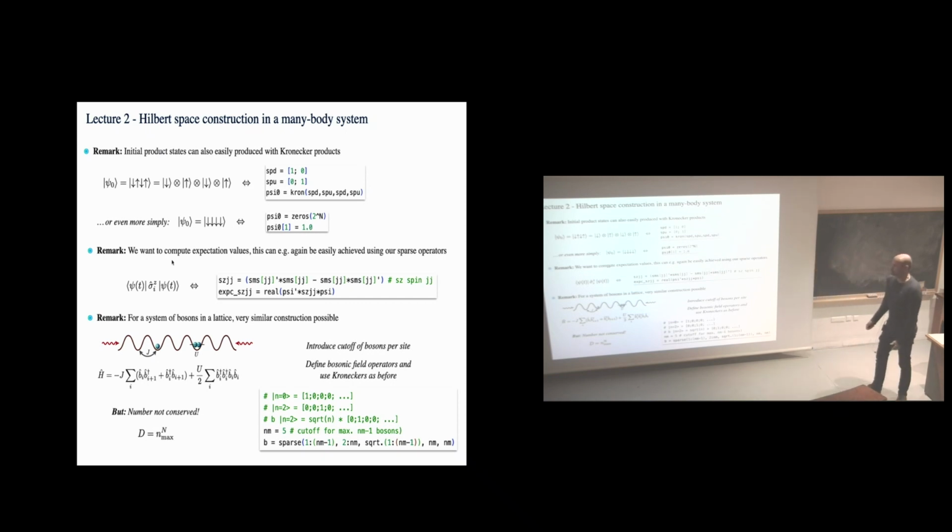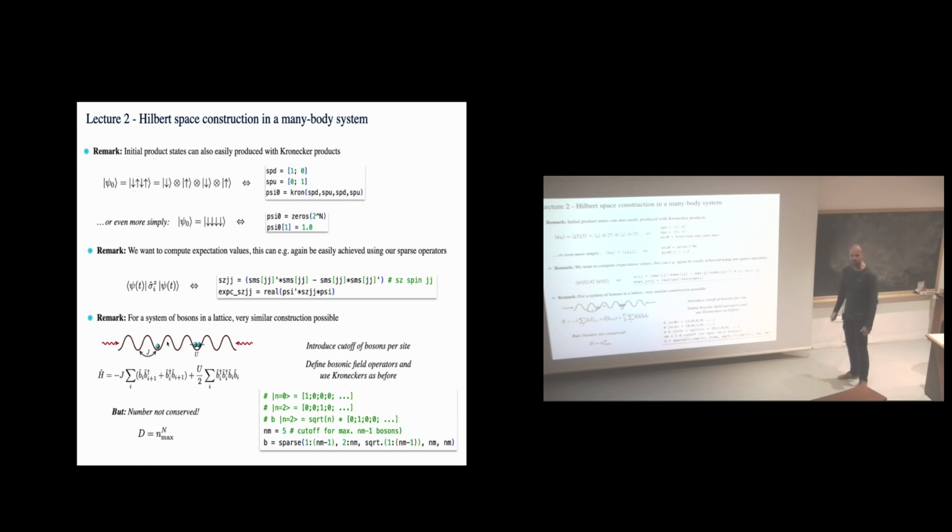The same is true if you want to compute some dynamics and get some expectation value. I can define my sigma z operator for my spin j, again just from these lowering operators, and then compute expectation values with simple matrix products. Okay, that's just an engineering-type introduction to how to construct these matrices. You can also apply the same if you're interested in Bose-Hubbard models, for example.